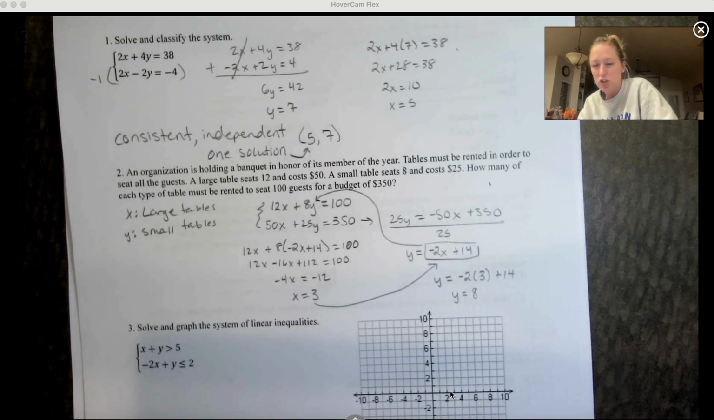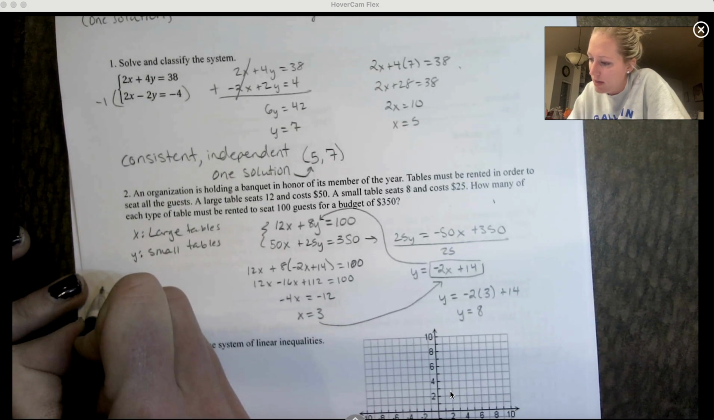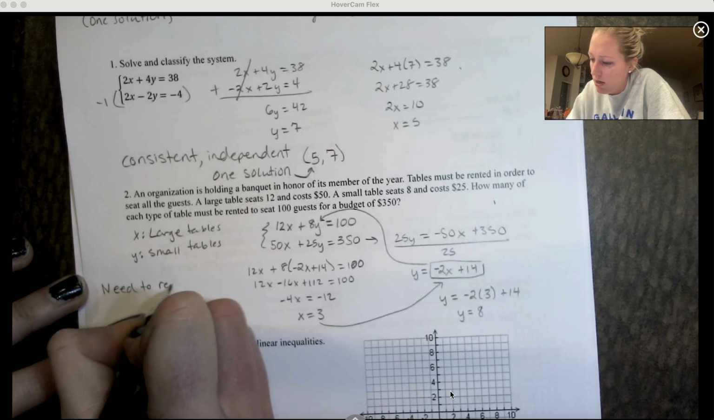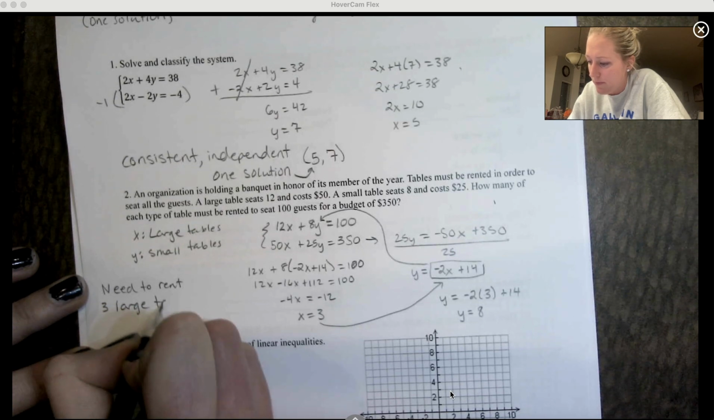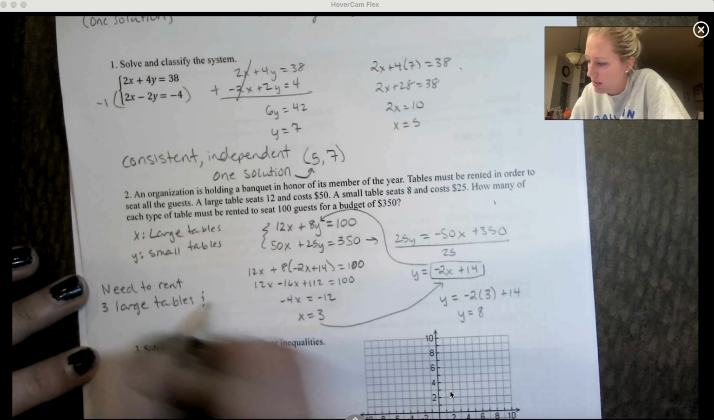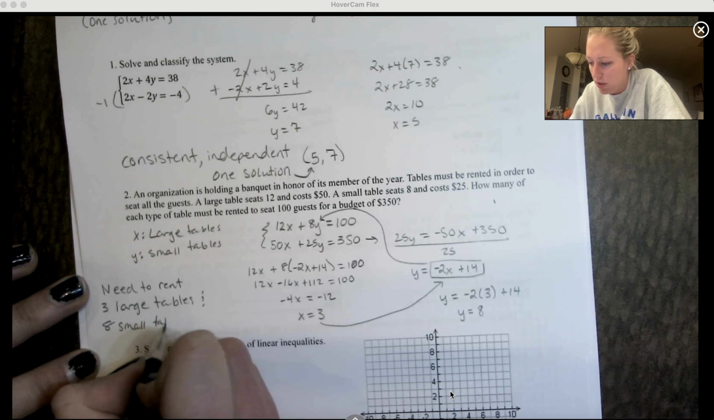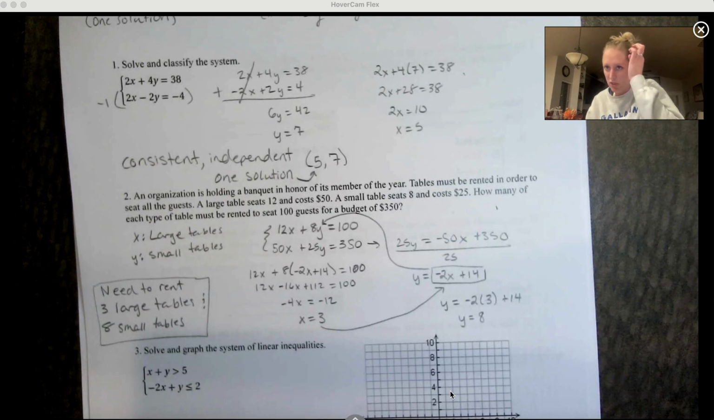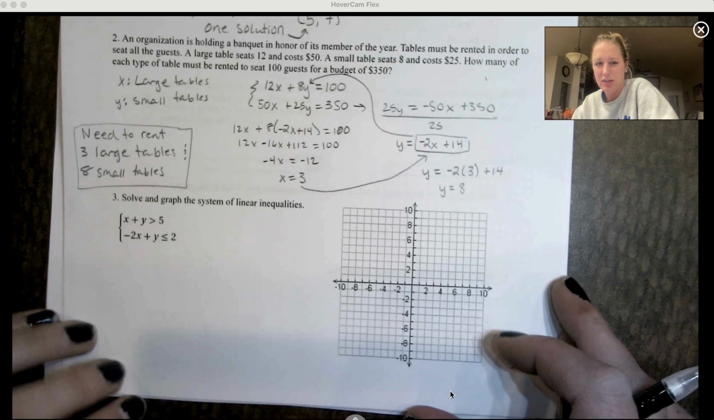So to answer the question, we do want to put some context to what these numbers mean. So I'm going to say need to rent 3 large tables and 8 small tables. And that will make sure that we seat our 100 guests and stay within that budget of $350.